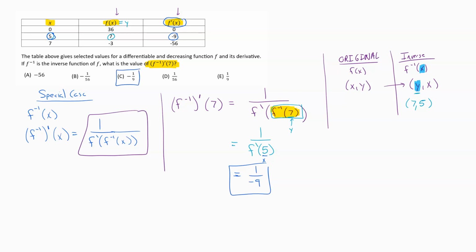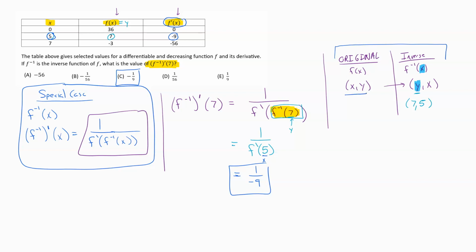So the derivative of an inverse is a special case rule. You just have to have it memorized. If you've got it memorized, these problems are usually pretty easy. And then always keep in mind the fact that when you've got an original function with a point x, y on it, the flipped point y, x is on the inverse. And that's usually the trick to unlocking this problem.